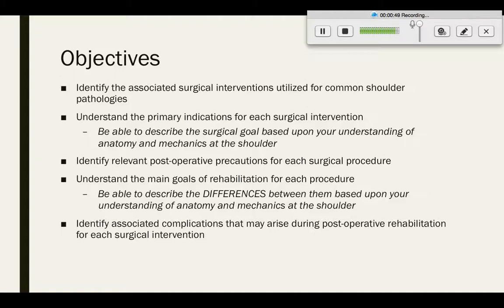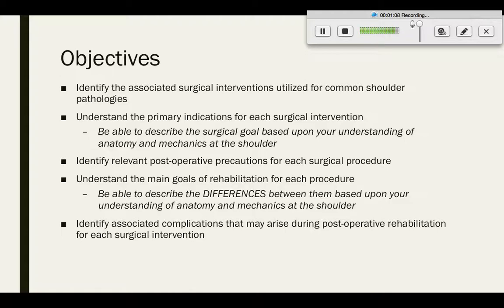So it will be up to you to do some additional research on your own, review postoperative reports, and have meaningful discussions with your clinical instructors should you happen upon a surgical intervention that you're not familiar with.